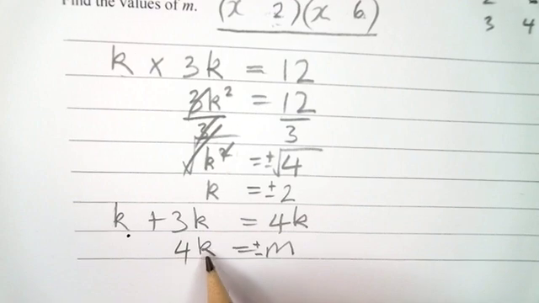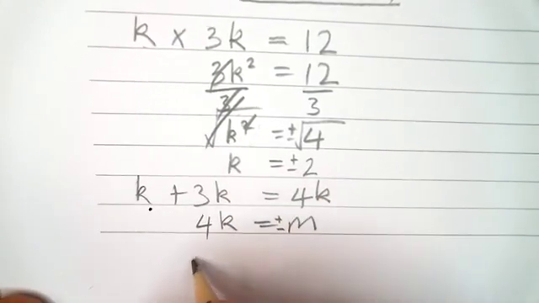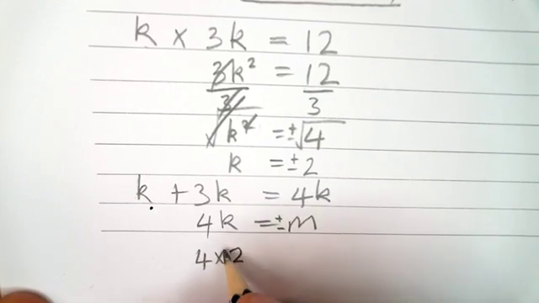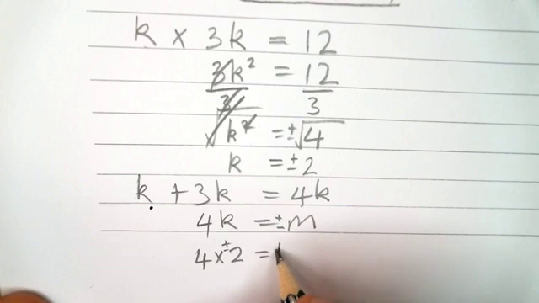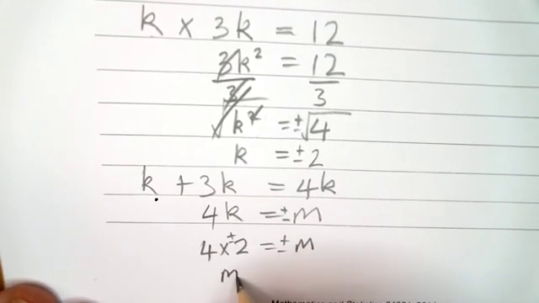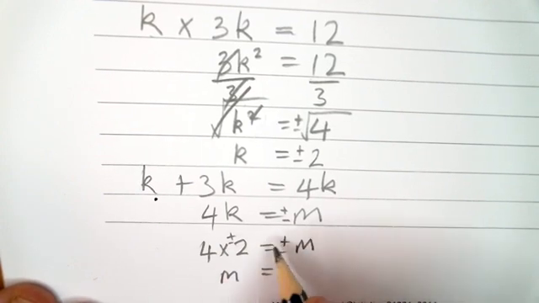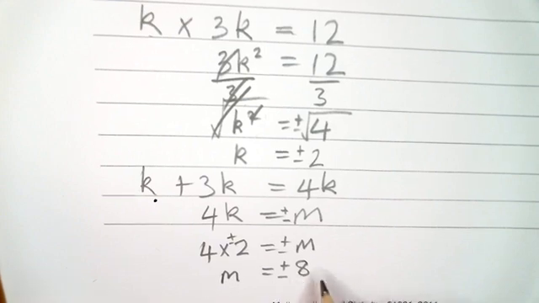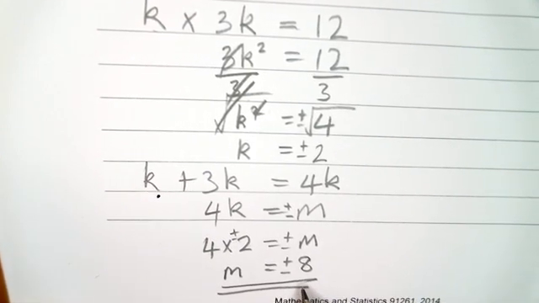But we do know what k is. k was plus or minus 2. So there's going to be 4 lots of, and I'll just put 2 here, but it is plus or minus 2, is equal to plus or minus m, which means that m will equal plus or minus 4 times 2, which is going to be an 8 of some sort. It could be a positive 8 or it could be a negative 8. So there is our value for m.